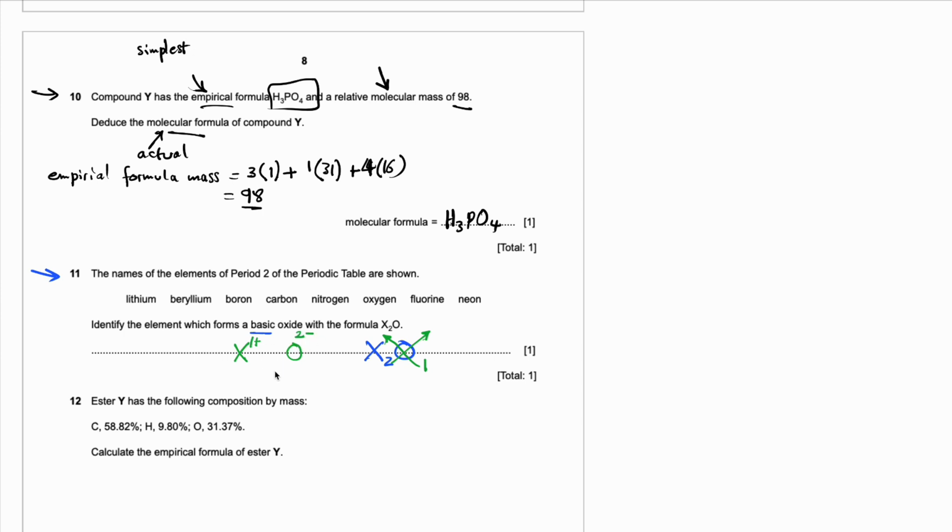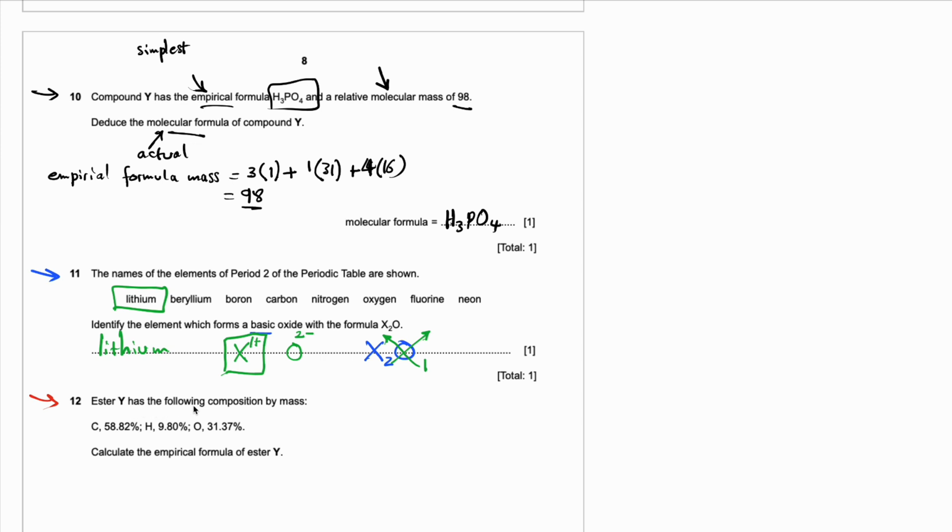That is before you crisscross and make the formula. It means you need an element that can form a cation with 1 positive charge, and that happens only in group 1. So the element has to be in group 1. Among all of these elements, the only element in group 1 is lithium. So the answer is lithium.